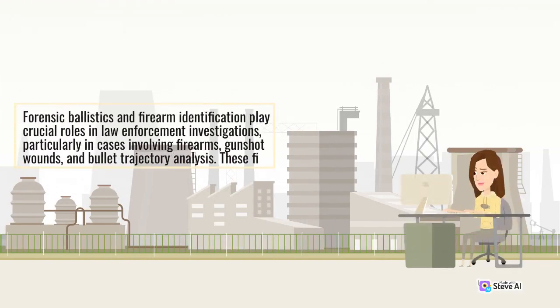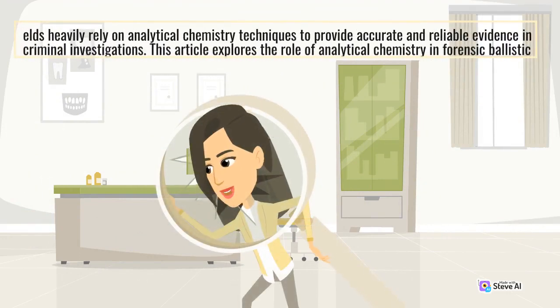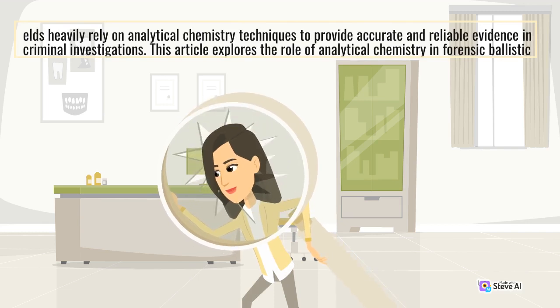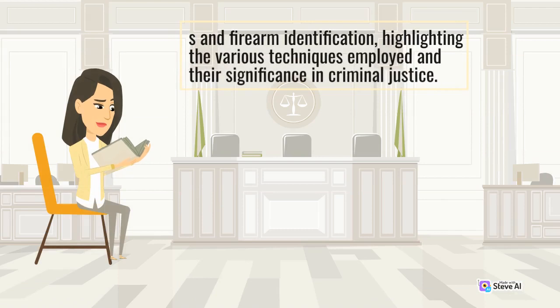Forensic ballistics and firearm identification play crucial roles in law enforcement investigations, particularly in cases involving firearms, gunshot wounds, and bullet trajectory analysis. These fields heavily rely on analytical chemistry techniques to provide accurate and reliable evidence in criminal investigations. This article explores the role of analytical chemistry in forensic ballistics and firearm identification, highlighting the various techniques employed and their significance in criminal justice.